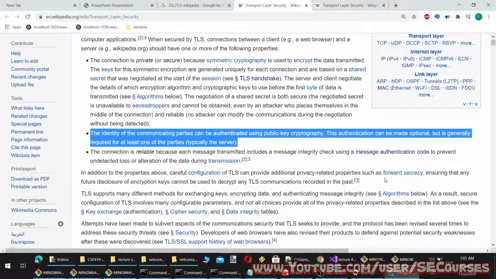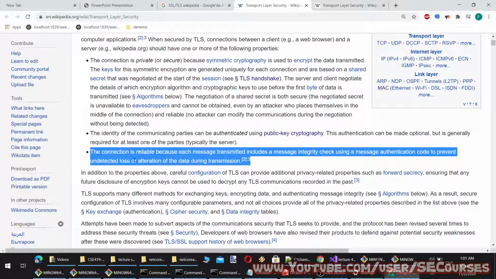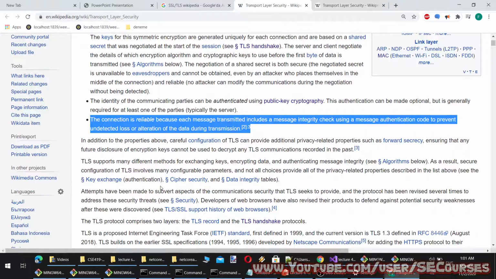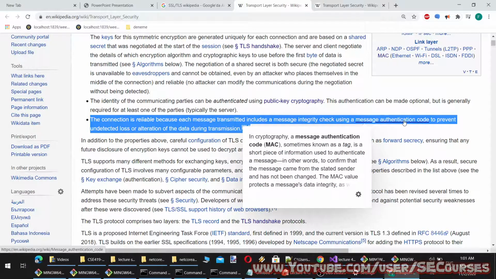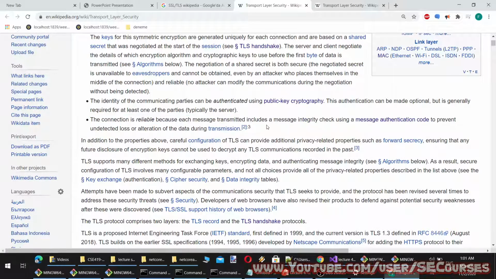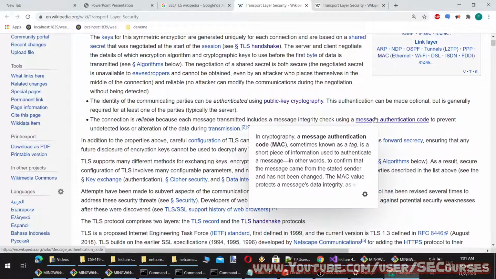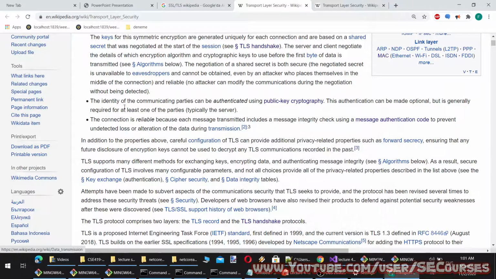The identity of the communicating parties can be authenticated using public key cryptography. This authentication can be made optional, but is generally required for at least one of the parties, typically the server. The connection is reliable because each message transmitted includes a message integrity check using a message authentication code to prevent undetected loss or alteration of the data during transmission. So you see, both data is encrypted and a message authentication code is sent. You see?